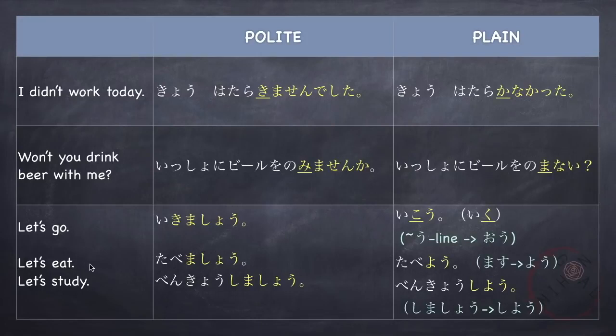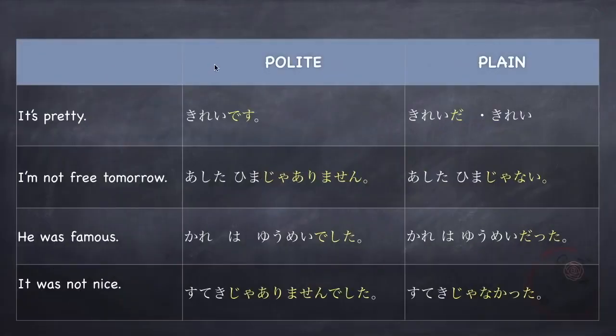For group 2 verbs, for example, let's eat. 食べましょう. It becomes 食べよう. We change ます to よう. 食べよう. And for group 3, for example, let's study. 勉強しましょう. In plain form, 勉強しよう. So しましょう becomes しよう.